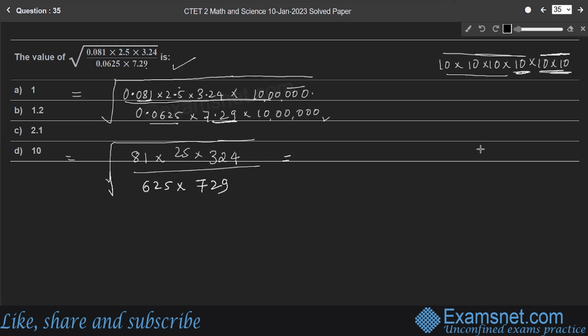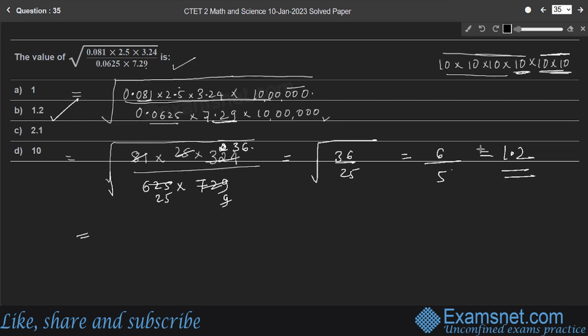Otherwise, you can simplify inside the square root, then you can write the final answer. Since 81 into 9 is 729 and 25 into 25 is 625 and 9 into 36 is 324. And we have finally root of 36 by 25. So root of 36 is 6 and root of 25 is 5. So we have 6 by 5 as the final answer, which is nothing but 1.2. So 1.2 is the final answer.